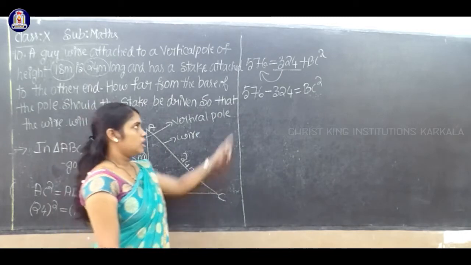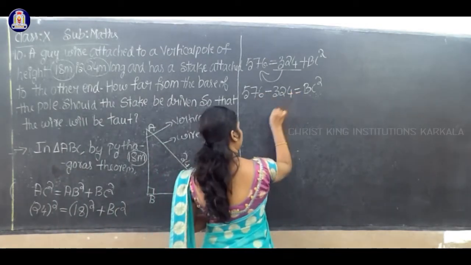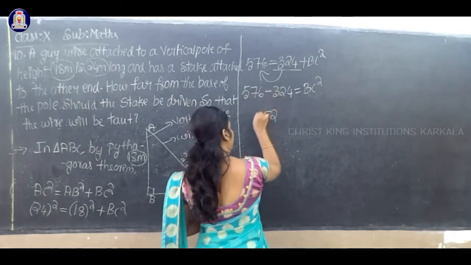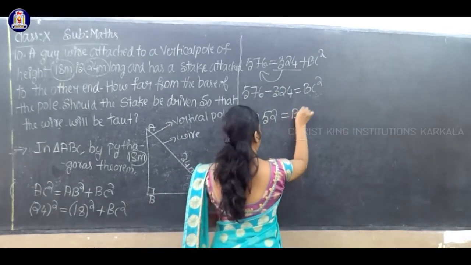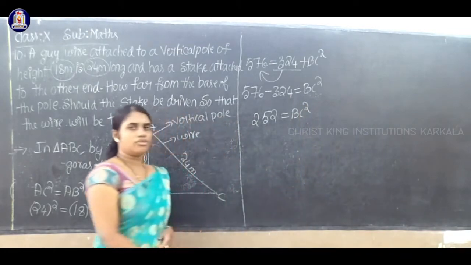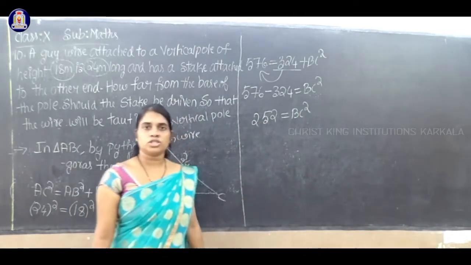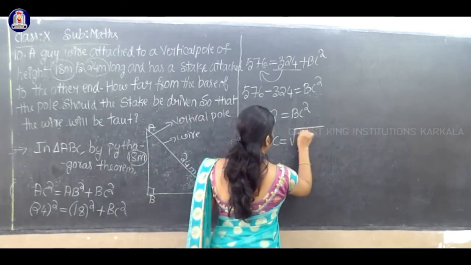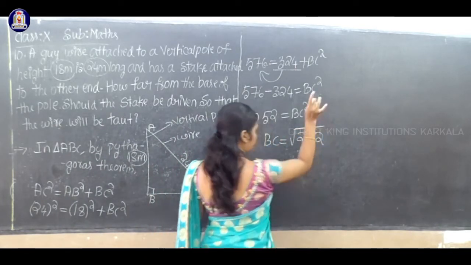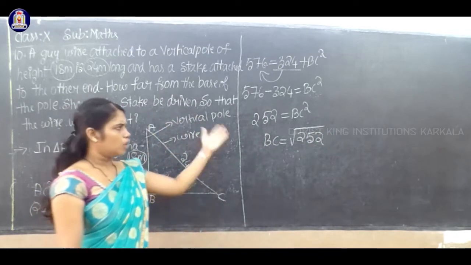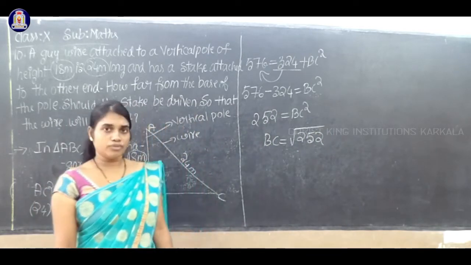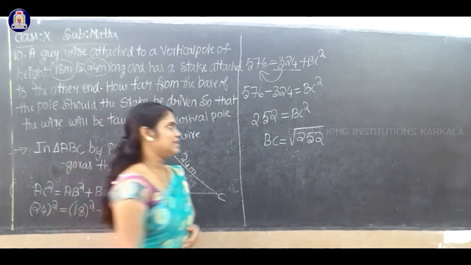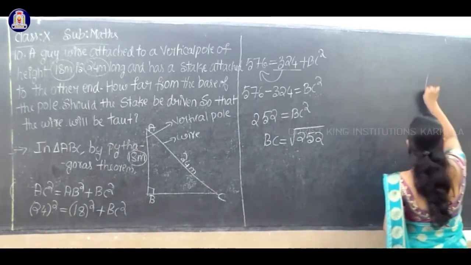Now subtract: 6 minus 4 is 2, 7 minus 2 is 5, 5 minus 3 is 2, equal to BC square. So therefore the BC square value is how much? 252. So therefore BC is given by square root of 252. How to simplify this? Square root of 252. Can I simplify it further? Yes. How? See, I will say one method. Say 252.